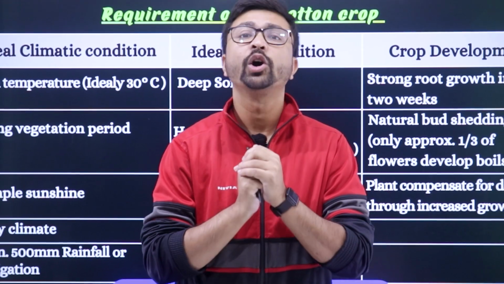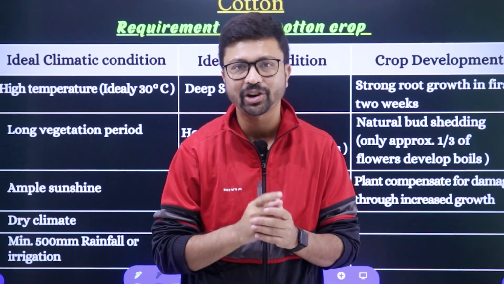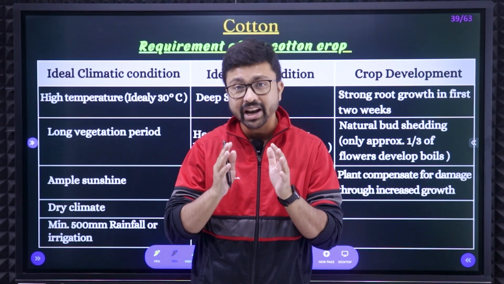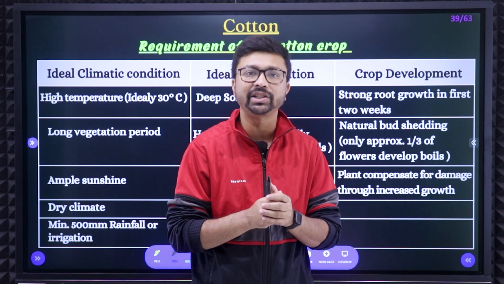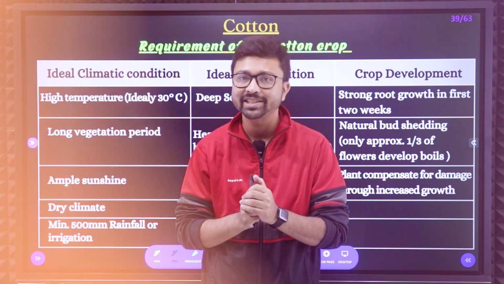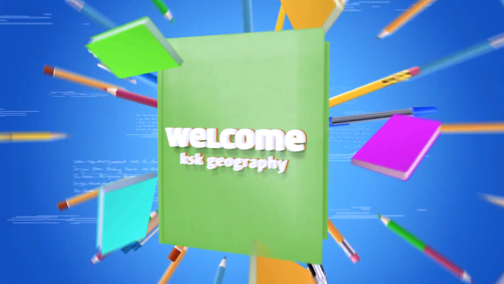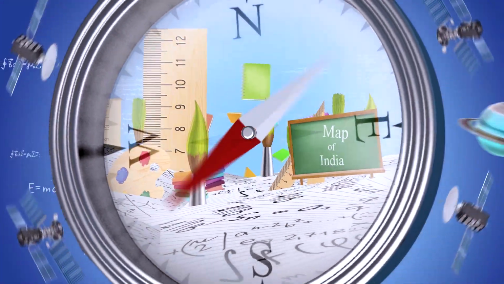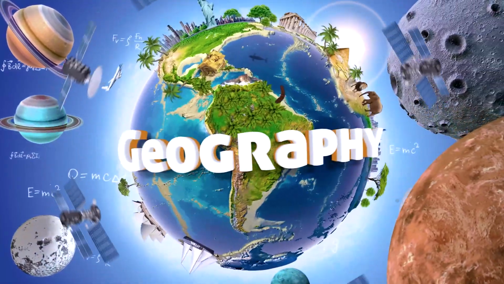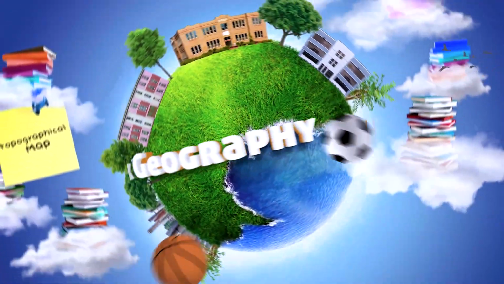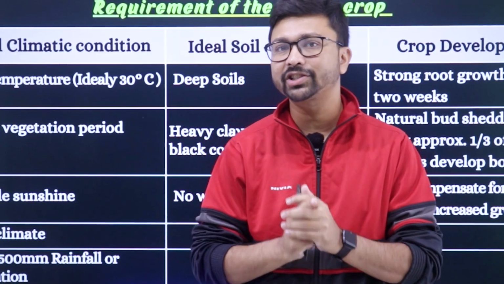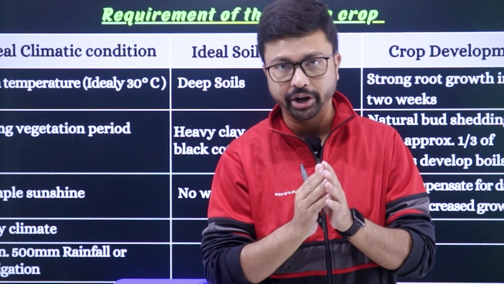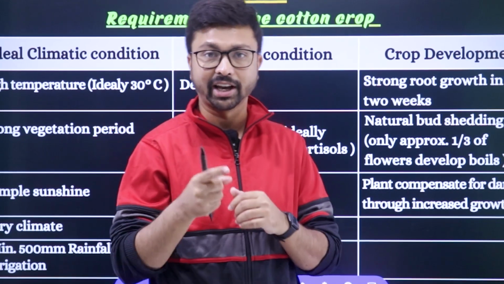Here I am discussing one of the important chapters for your ICSE Geography, that is agriculture. Now we have already covered a few portions of the chapters and we are almost at the end part of the chapters. Today in this video we will discuss the fiber crops. According to your syllabus, remember you need to know about two fiber crops, that is jute and cotton. So let's start with cotton first, then we will discuss jute.